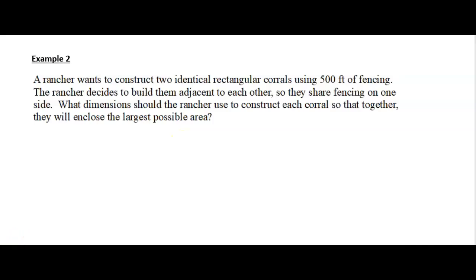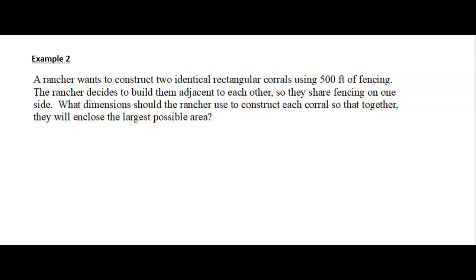A rancher wants to construct 2 identical rectangular corrals using 500 feet of fencing. The rancher decides to build them adjacent to each other so that they share fencing on one side. What dimensions should the rancher use to construct each corral together so that they enclose the largest possible area?